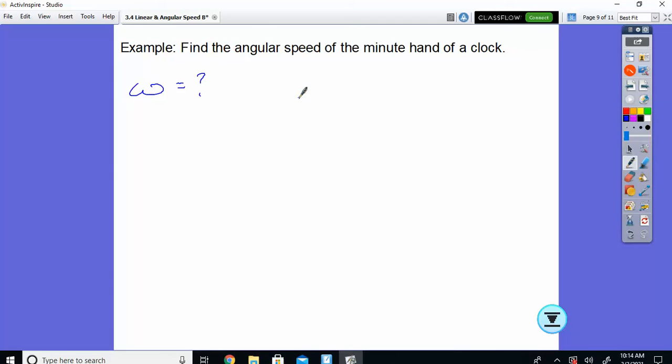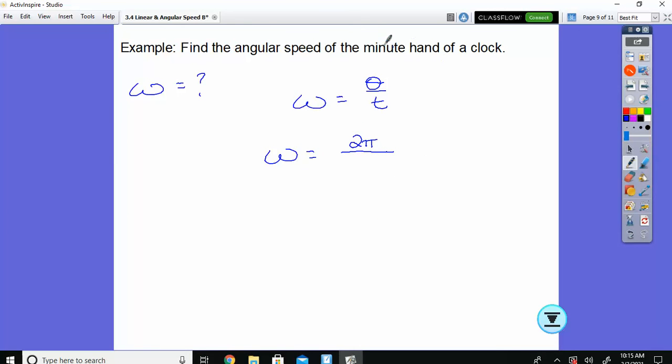So I did not give you very much information here. We know that omega equals theta over t. I didn't tell you what units your final answer had to be in, so there are a couple correct answers here. What you need to do is pick a theta and a t that go together. So let's say we just went all the way around the clock. If you go all the way around, what angle is that? 2 pi.